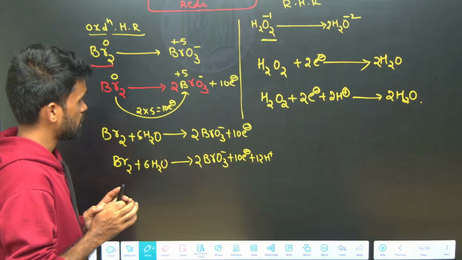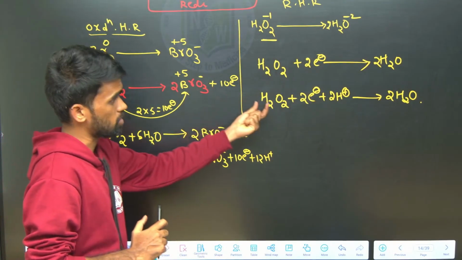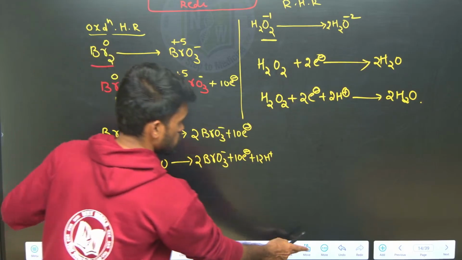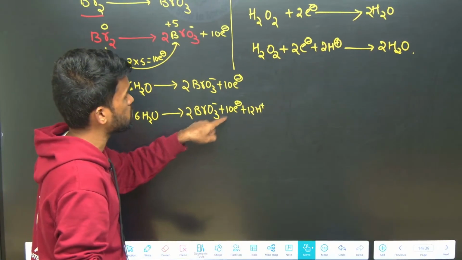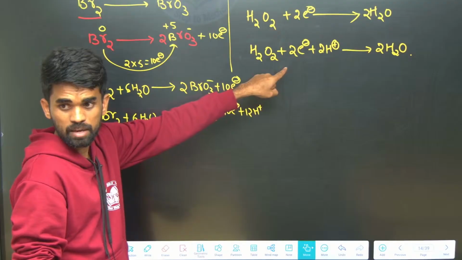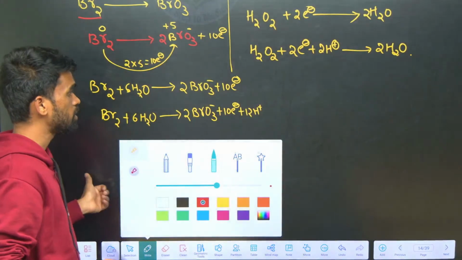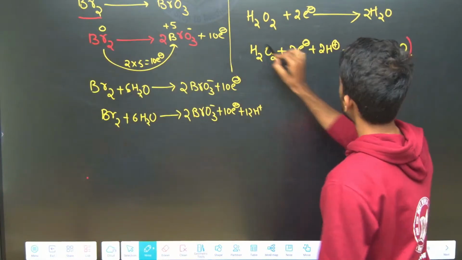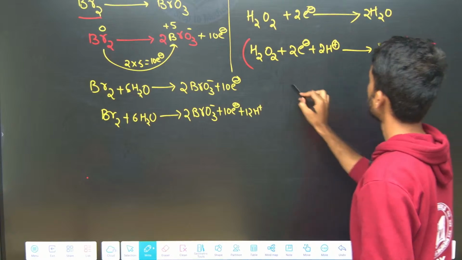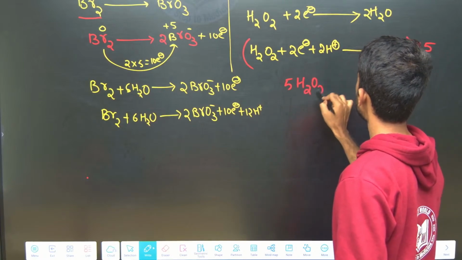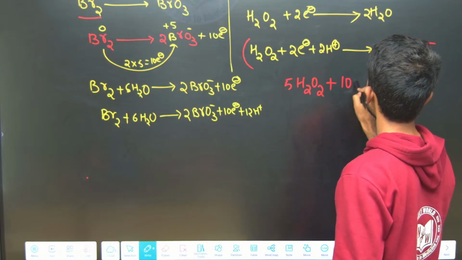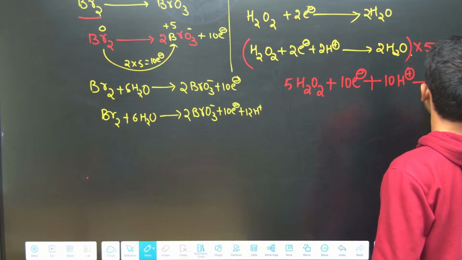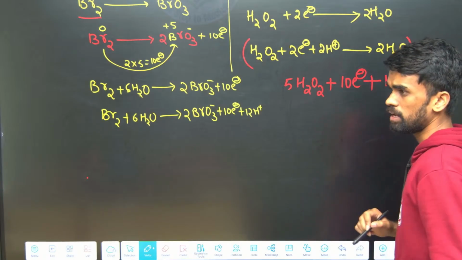After doing this, look at the oxidation half and reduction half. The number of electrons gained and lost should be the same. But are they the same here? It is 10 electrons here, but here it is 2 electrons. Are they the same? No. So in order to make them the same, multiply with a suitable integer. If I multiply this equation with 5, what happens? 5 H2O2 plus 10 electrons plus 10 H plus ions gives 10 H2O. This will be the equation we get.